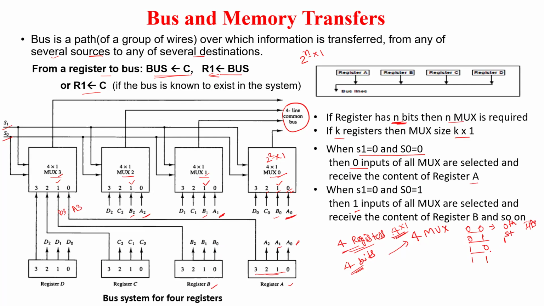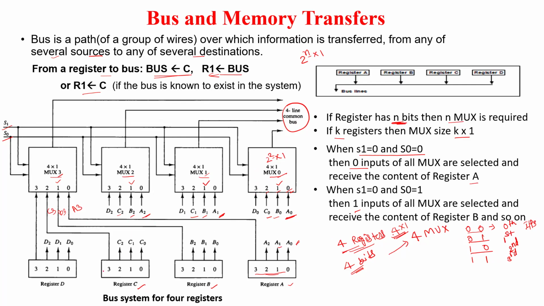Now if the selection line combination is 1 0, that is going to choose the second input. Second means, what is the numbering here? 2. So finally 2 is for C0, C1, C2, and this will be C3. So the contents of register C are selected now and thrown to the bus. Now when we have 1 1, in this case the third input, numbered 3, will be selected by the multiplexer and thrown to the bus.